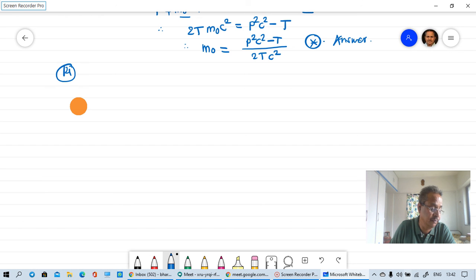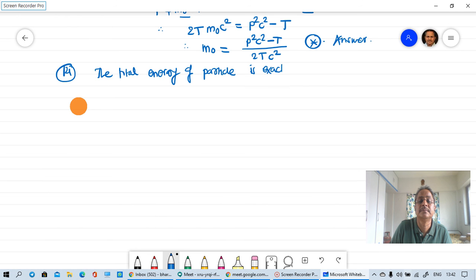Problem number 14, the one line statement is: the total energy of a particle is exactly twice its rest energy.